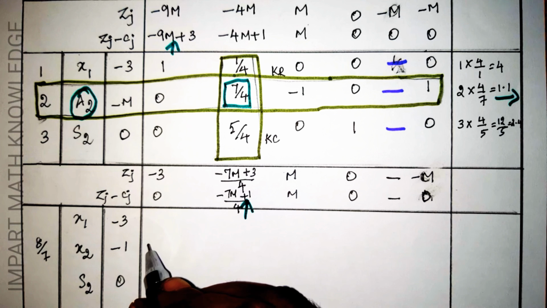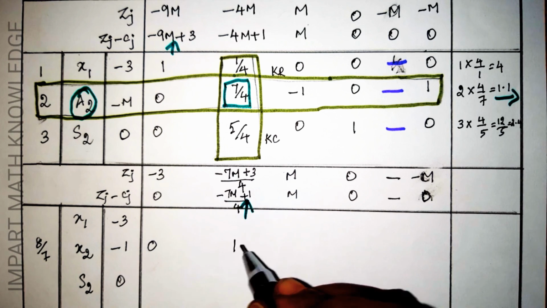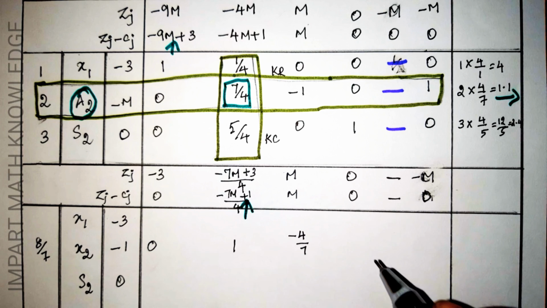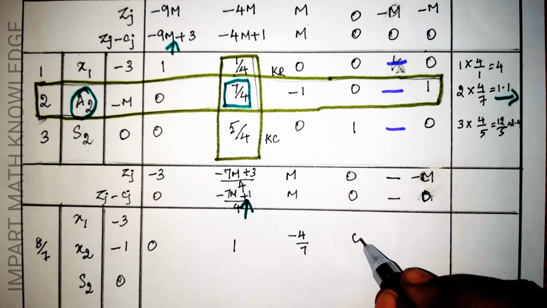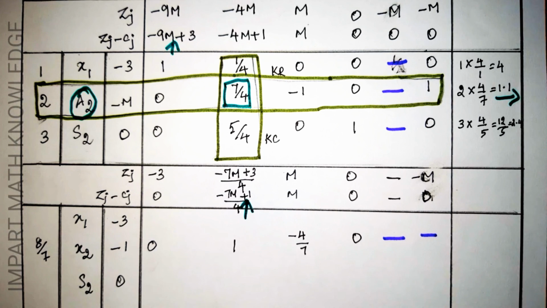Then 0 divided by 7 by 4 is 0. 7 by 4 divided by 7 by 4 is 1. Minus 1 divided by 7 by 4 is minus 4 by 7. 0 divided by 7 by 4 is 0. For the artificial variable, you put a dash.